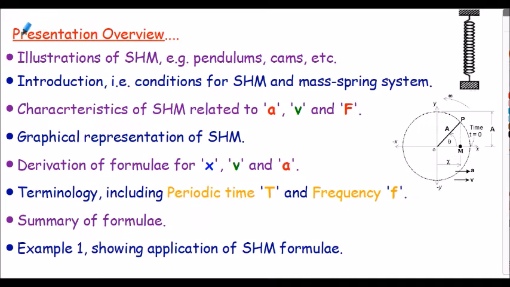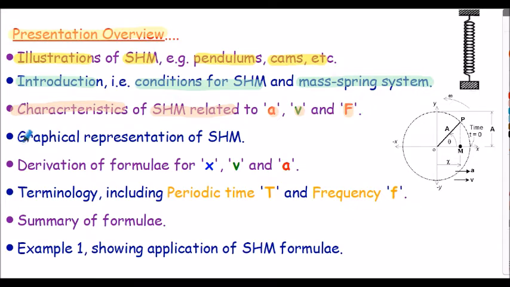Here's a brief overview of the contents of the presentation. Initially we commence with illustrations of simple harmonic motion related to mass spring systems, pendulums, cams, etc. We then introduce simple harmonic motion and the conditions required for SHM using a mass spring system as an illustration. We then consider the characteristics of simple harmonic motion related to acceleration, velocity, and restoring force F.